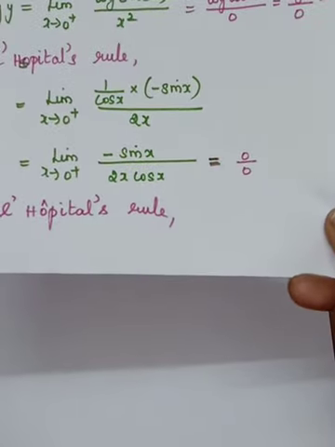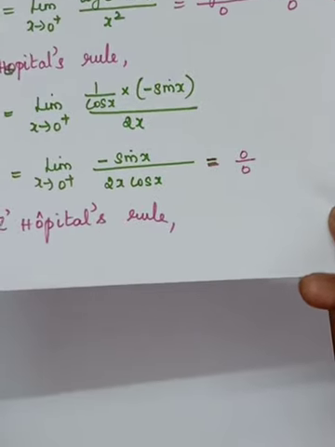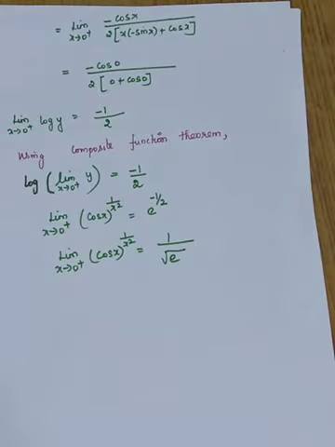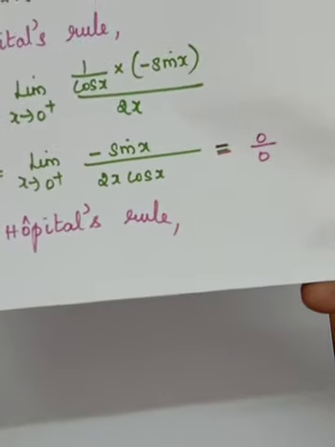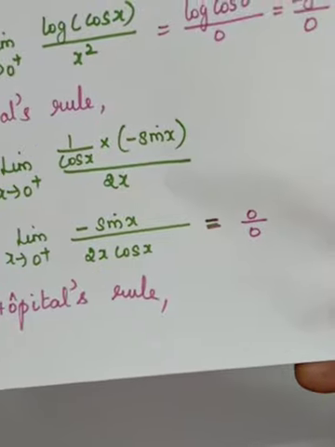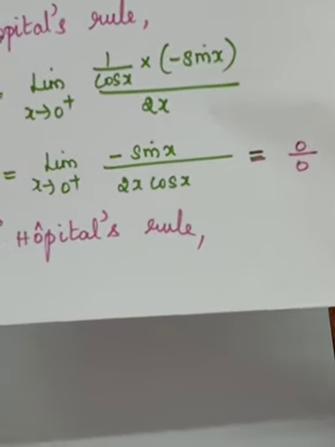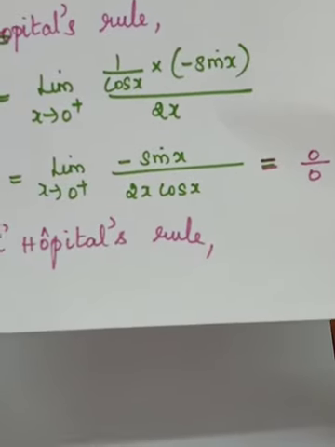Here you are having the last one. The numerator is minus sin x. When you differentiate, it is minus cos x. And you just see the denominator. What is in the denominator? It is 2x cos x. So it is the product of two functions. So what do you have to do? You have to use the product rule.